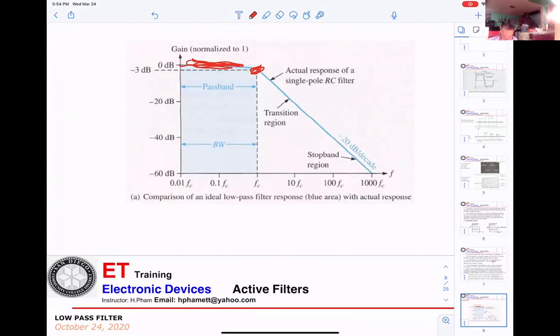Then the actual response of a single pole RC filter goes down at a speed of minus 20 dB per decade. They're telling you if you increase the frequency 10 times beyond the cutoff, it will go down 20 dB for 1 pole. For 2 poles, it will go down 40 dB. For 3 poles, it goes down 60 dB.